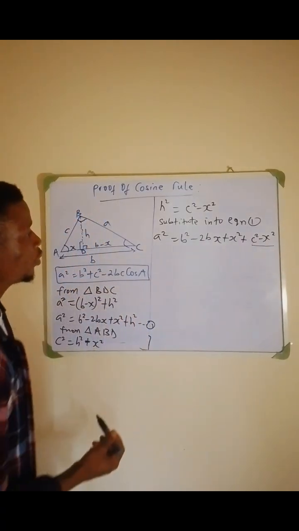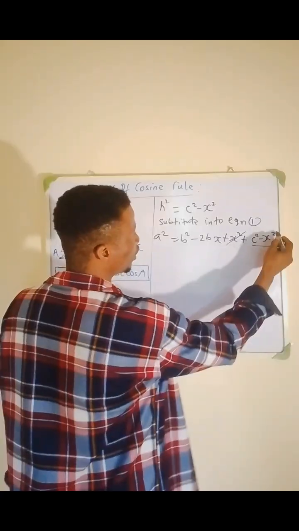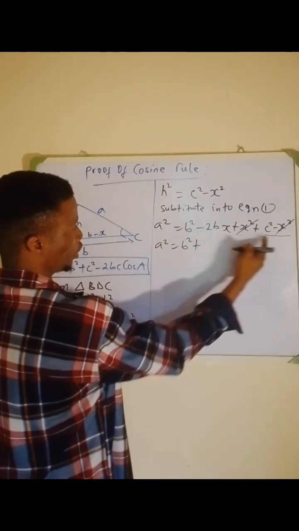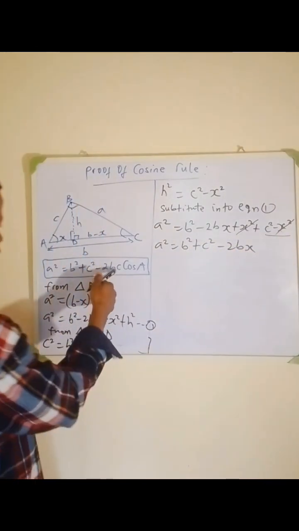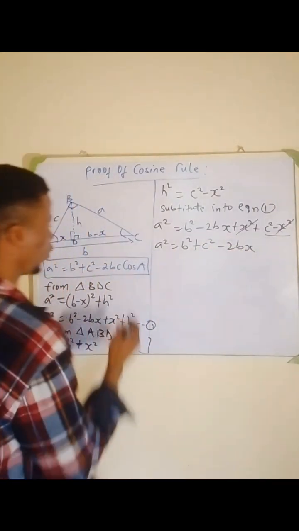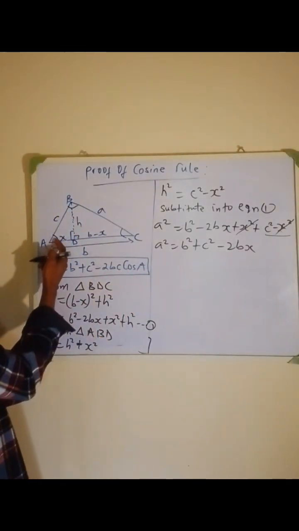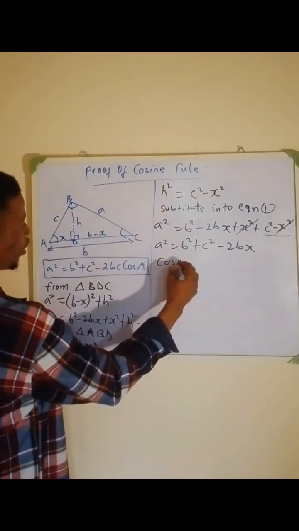Now in this equation, you can see that x square minus x square is 0, so you can cancel this out. We are left with a square equals b square plus c square minus 2bx. In this equation, we don't have x in the rule, so we need to find the value of x. We have c and cos A. Let's look at this triangle: this is the angle A, and this is the side. So we check cos A equals what?